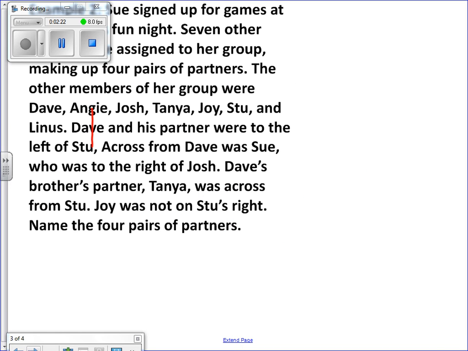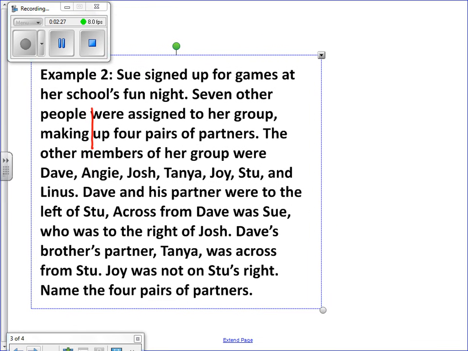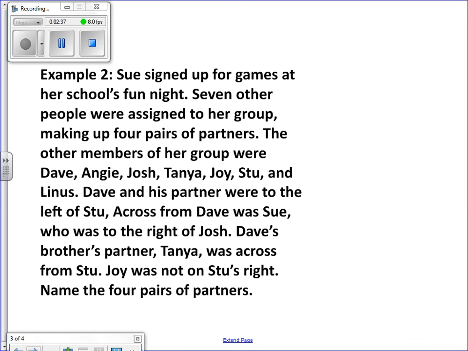Example number 2. Sue signed up for games at her school's fun night. 7 other people were assigned to her group, making up 4 pairs of partners. The other members of her group were Dave, Angie, Josh, Tanya, Joy, Stu, and Linus.